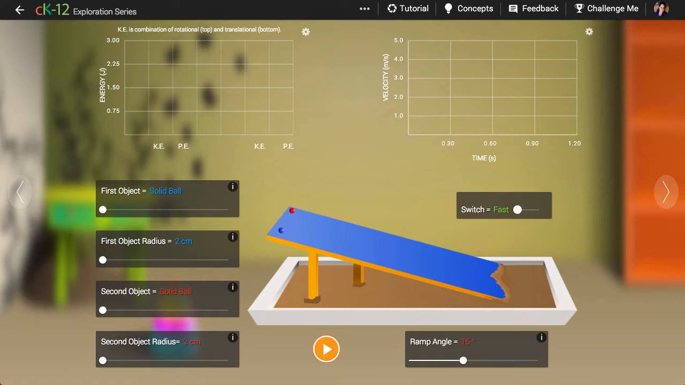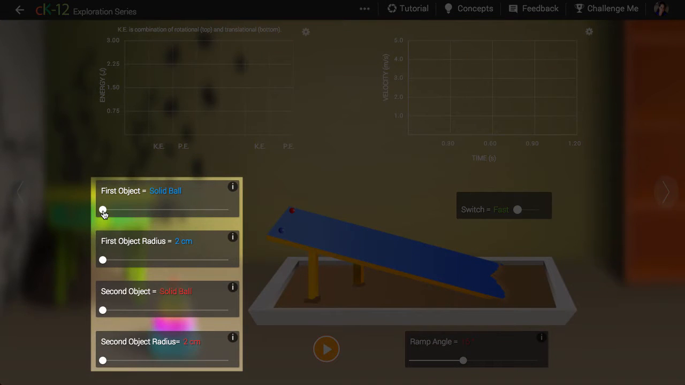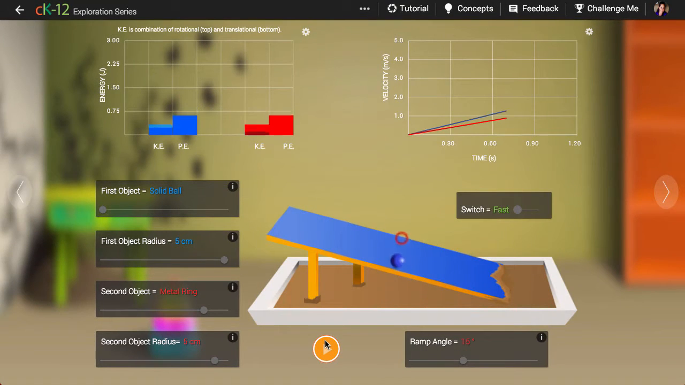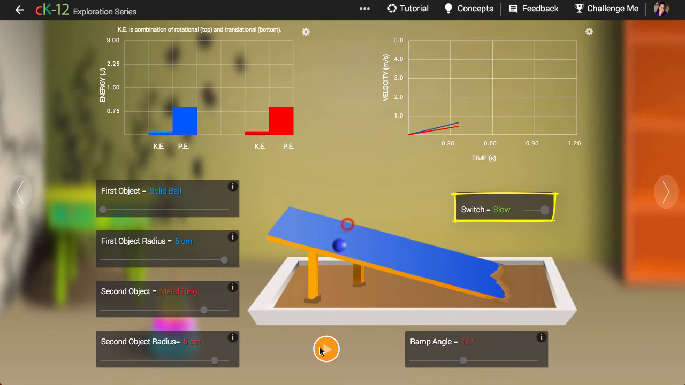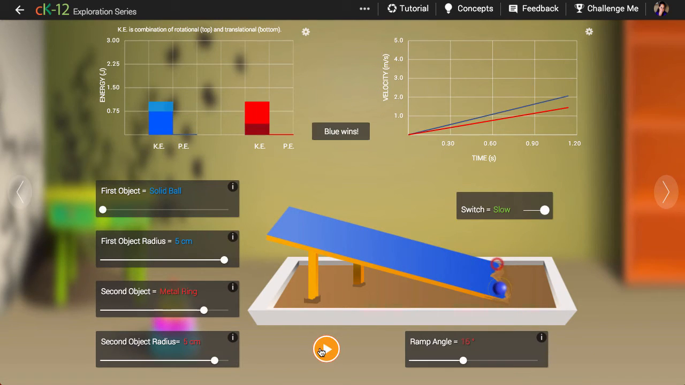Let's check it out. Let's set the sliders so that the blue object is a solid ball with radius 5 centimeters, and the red object is a metal ring with radius 5 centimeters. Let's hit play and see what happens. The blue object wins, but that went by very quickly. Let's set the switch to slow and try again. Again, blue ekes out a slim victory.